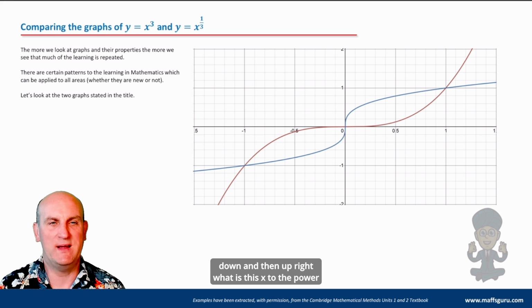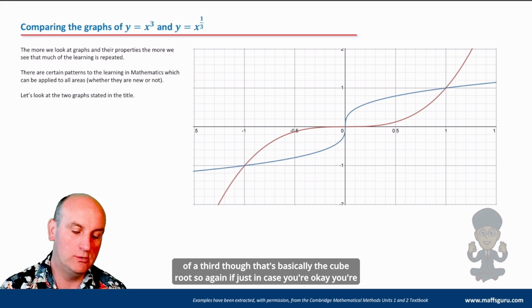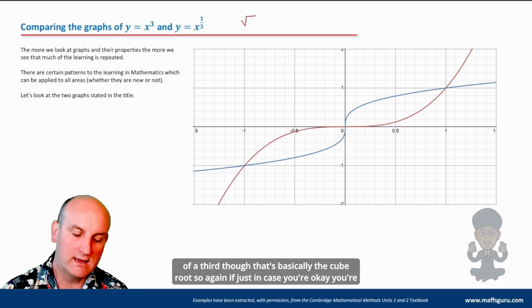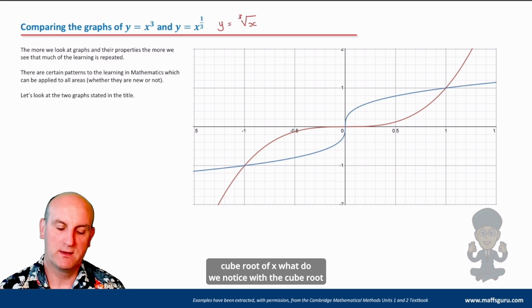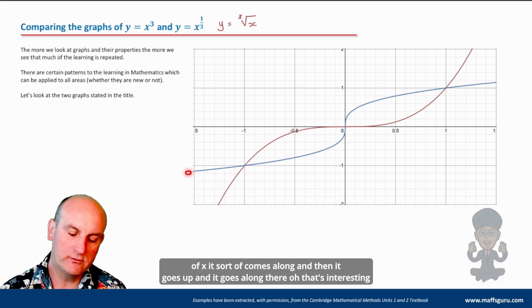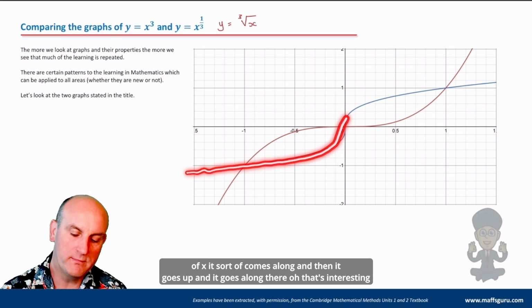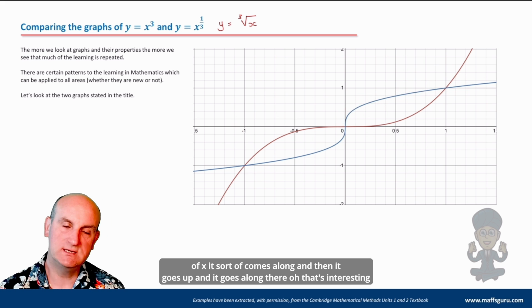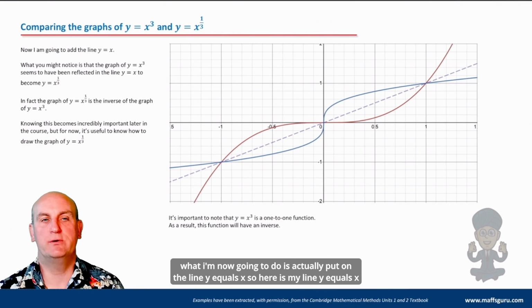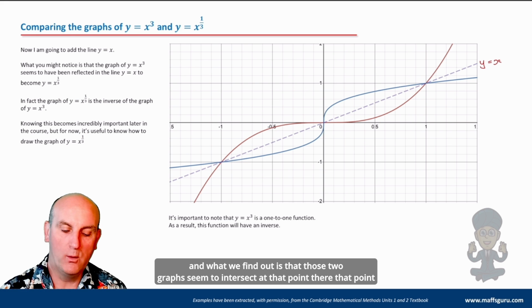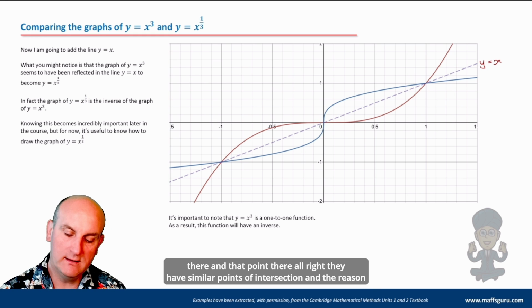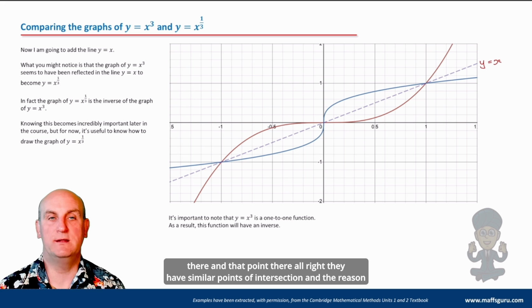What is this x to the power of a third, though? That's basically the cube root. So again, just in case you're interested, that's y equals the cube root of x. What do we notice with the cube root of x? It sort of comes along, and then it goes up, and it goes along there. Oh, that's interesting. What I'm now going to do is put on the line y equals x. So here is my line, y equals x. And what we find is that those two graphs seem to intersect at that point there, and that point there. They have similar points of intersection.